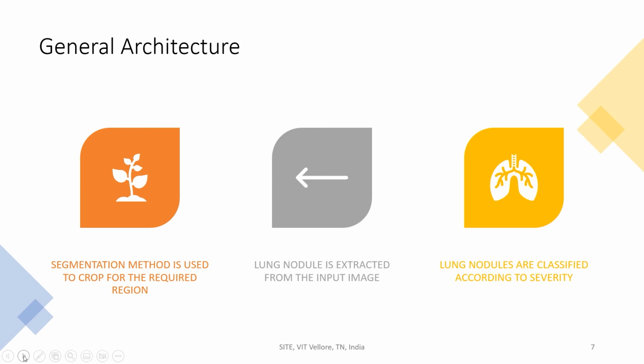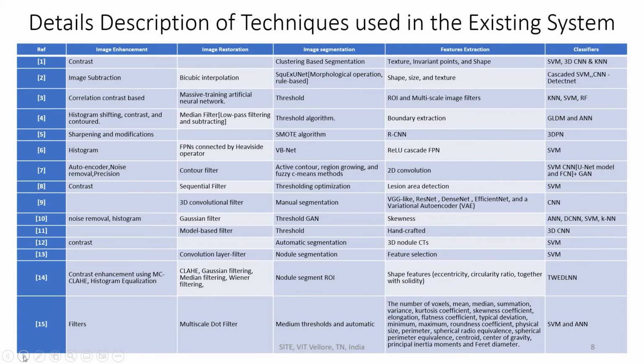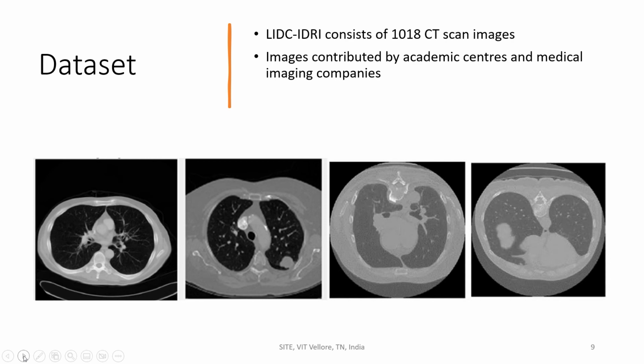So, according to the general architecture, we have tried to keep the process as simple as possible by using the segmentation methods and the feature extraction algorithms which are there, and the lung nodules are extracted, registered, and identified, and they are classified according to the severity. So, this table includes the detailed description of the techniques for the existing systems, and each of these systems will be discussed in analysis later on.